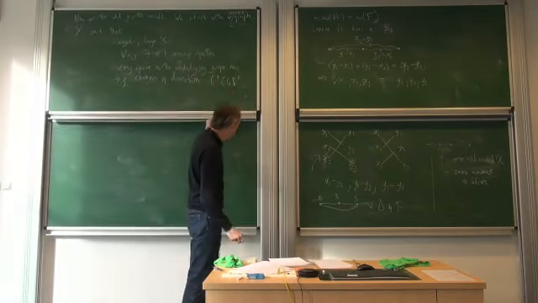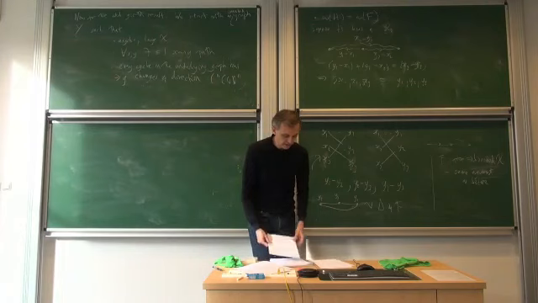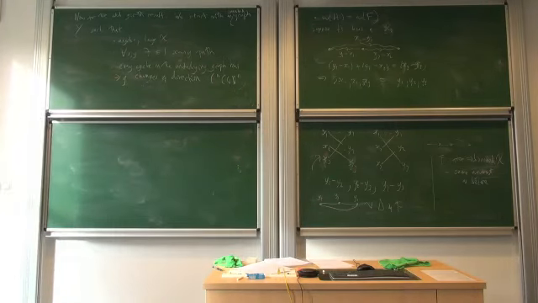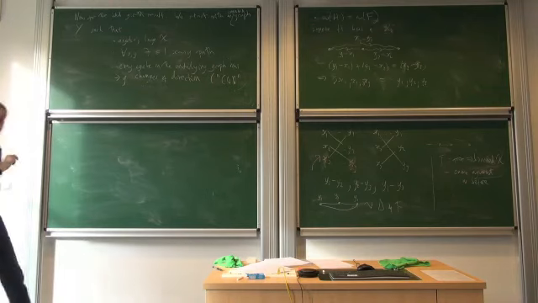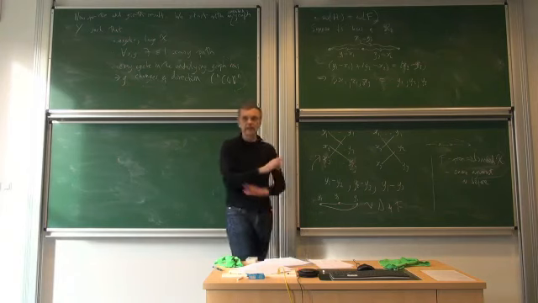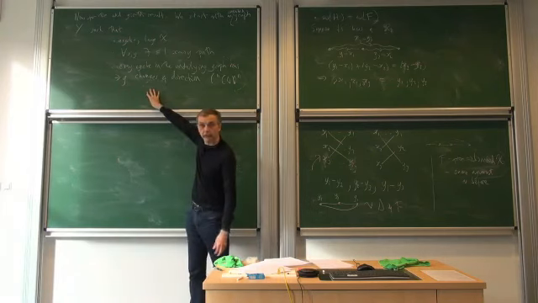Okay, so let me sketch a construction of these. So girth was the shortest odd cycle. Yes, yeah. So I'm not going to mention odd girth yet. So this is entirely about changes of direction.